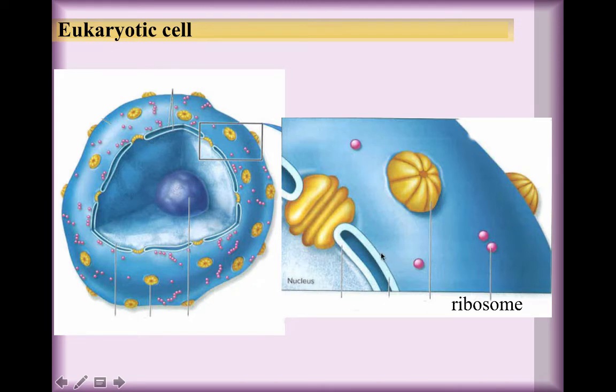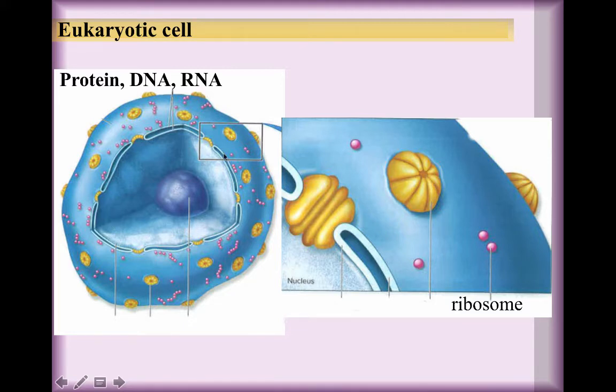And here you can see a bit more detail. Here's the outer nuclear membrane. This is a phospholipid bilayer. Here's the inner nuclear membrane. It is also a phospholipid bilayer. Well, what is it that we have inside of the nucleus? What we have is protein, DNA, and RNA. And you know DNA and RNA are nucleic acids.